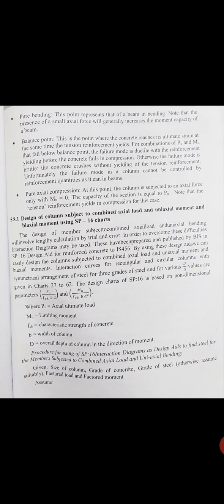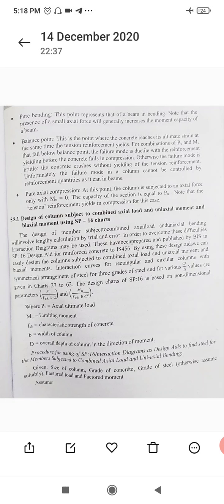These are the charts. The design in SP16 is based on the non-dimensional parameters Pu divided by fck into b into d, and Mu divided by fck into b d square, where Pu is the axial ultimate load, Mu is the limiting moment, fck is the characteristic strength of the concrete, b is the width of the column, and d is the overall depth of the column in the direction of the moment.